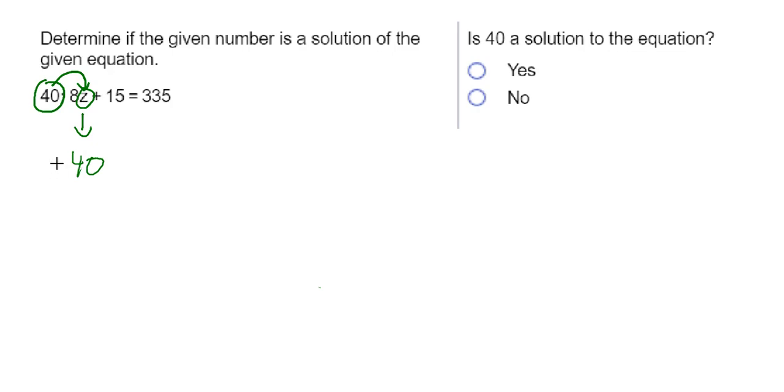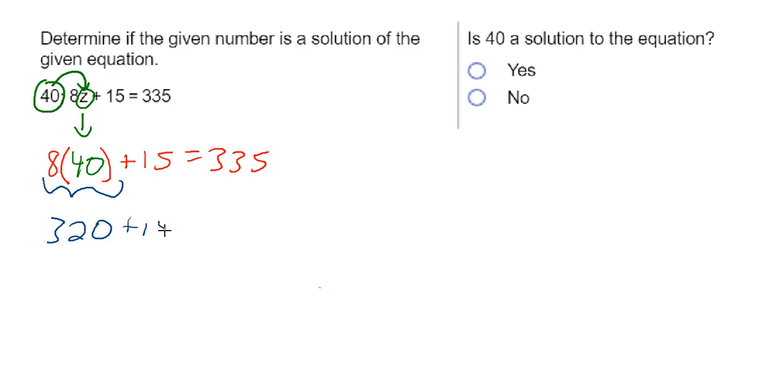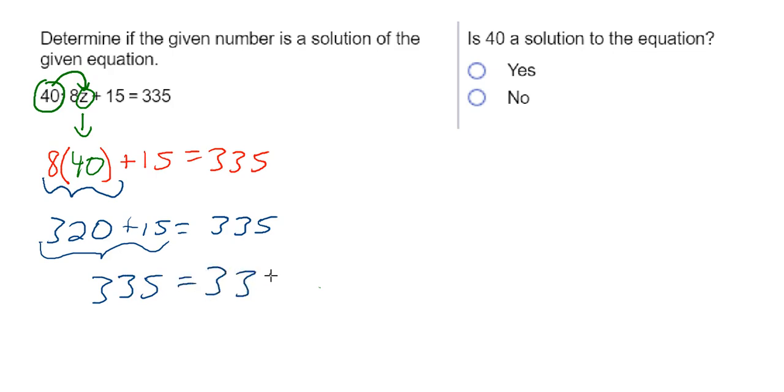Everything else around the equation is going to stay the same, so we'll still have the 8 that's in front of it, times this number for z, plus the 15 equals the 335. All right, so same as the previous exercise, we will do order of operation, PEMDAS. Multiplication is going to come first. So this will be 320. 8 times 4 is 32, and then the extra 0 just gets tacked on to that. Plus 15 equals 335. And then we'll add these two numbers together. We get 335 equals 335.